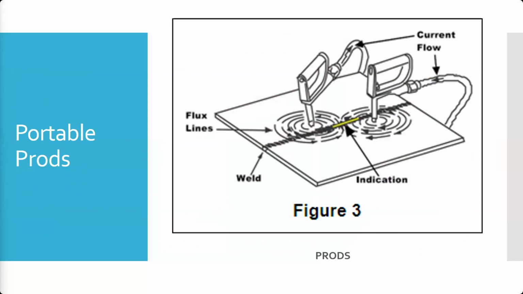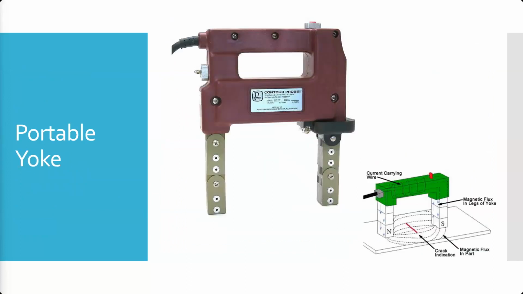So when you have 2 prods running a current between them, you get kind of 2 circular magnetic fields. They look like ripples on a pond. Compared to that, the yoke does not actually run current through the part. It's basically just a big electromagnet. And so the magnetic field is jumping from one end of the yoke to the other. And that creates a more linear magnetic field between the 2.